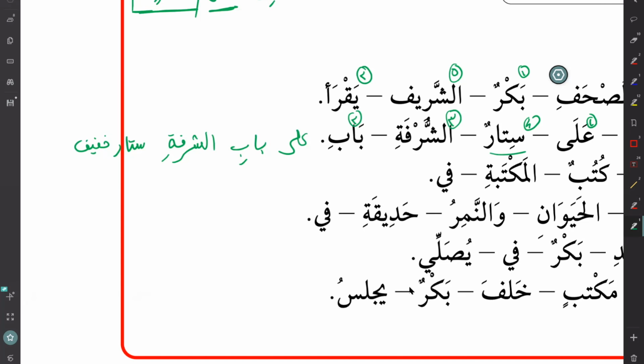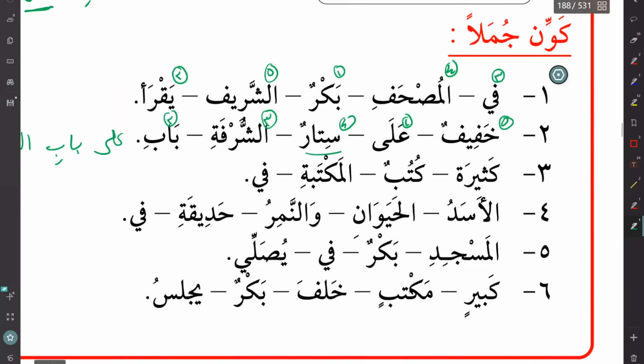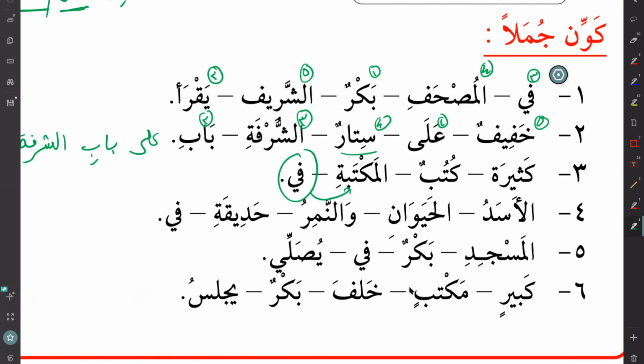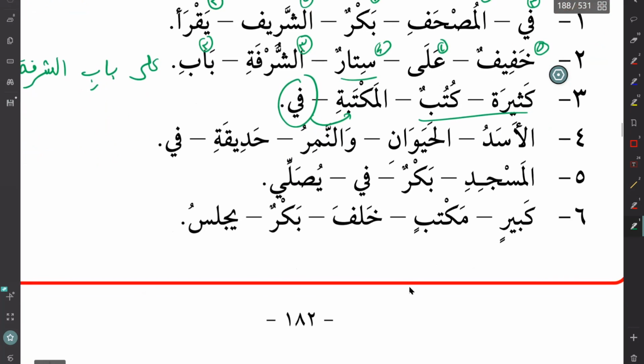Now, number three we have. See, this one's easy because you have fi, then these two have to go together. You understand? I'll leave this one for you guys because it's very easy. Fil maktabi, then you can just put these two in order and you will have a complete sentence.